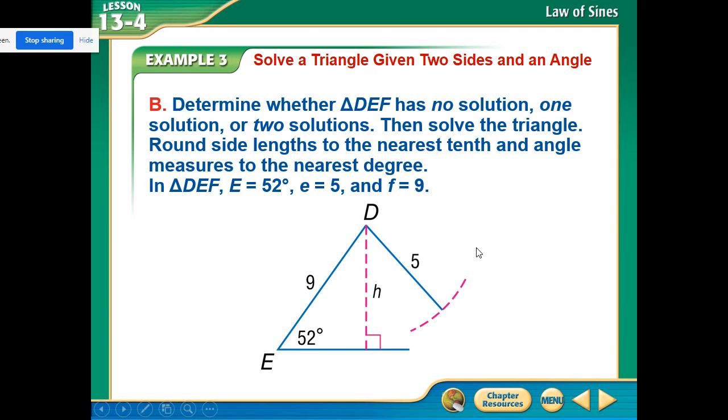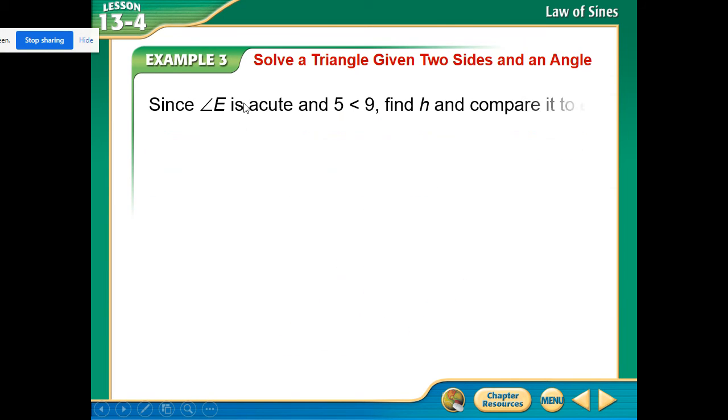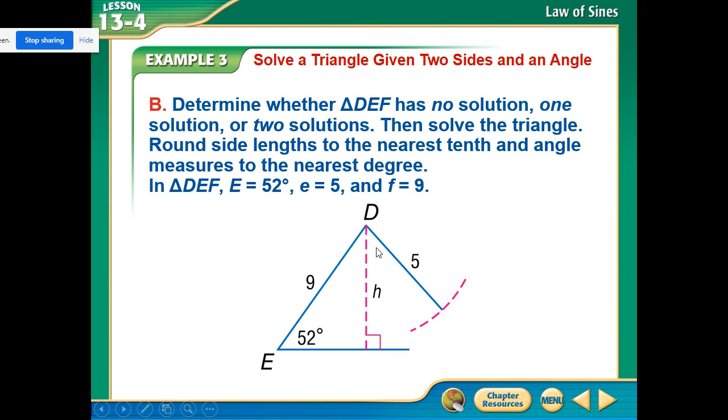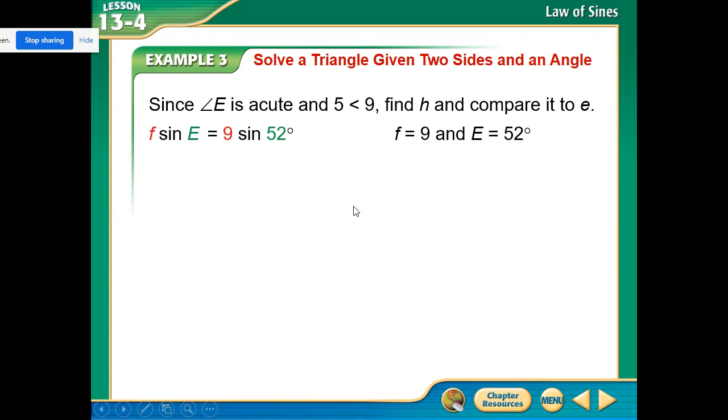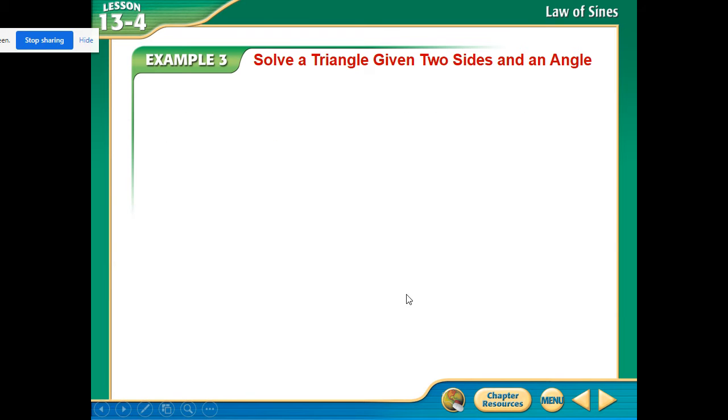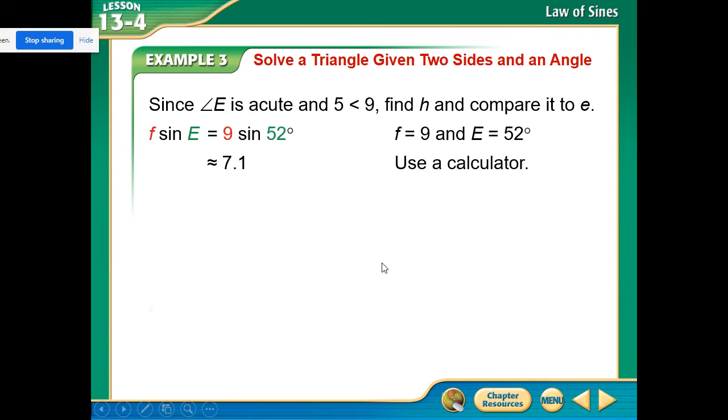All right, what about this one? So this one, we do have an acute, so now we have to deal with the 4 different possibilities. So we need to find out what this h value is. Now again, this is 9 times the sine of 52 is this h. So 9 times the sine of 52 is right here, and the 9 times is 7.1. So now we're going to compare this 5 to that 7.1. Well, 5 is less than 7.1, so that figures into that first situation where there's no solution.